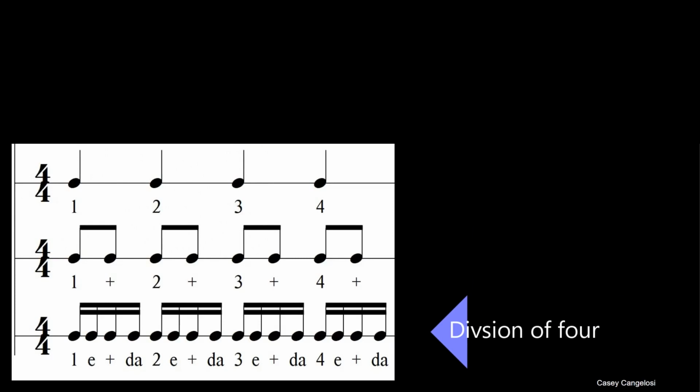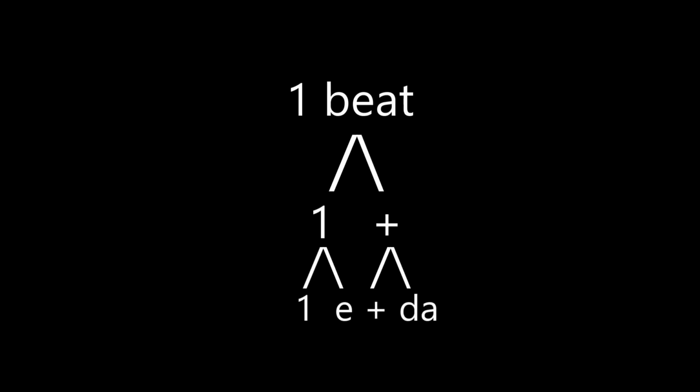I have 16th notes and 8th notes here. This is not always the case. 8th notes are not always counted this way. 16th notes are not always counted this way. It is just a matter of when a beat is divided into two, you go into ands. When a beat is divided into 4, you go into e-and-a's.